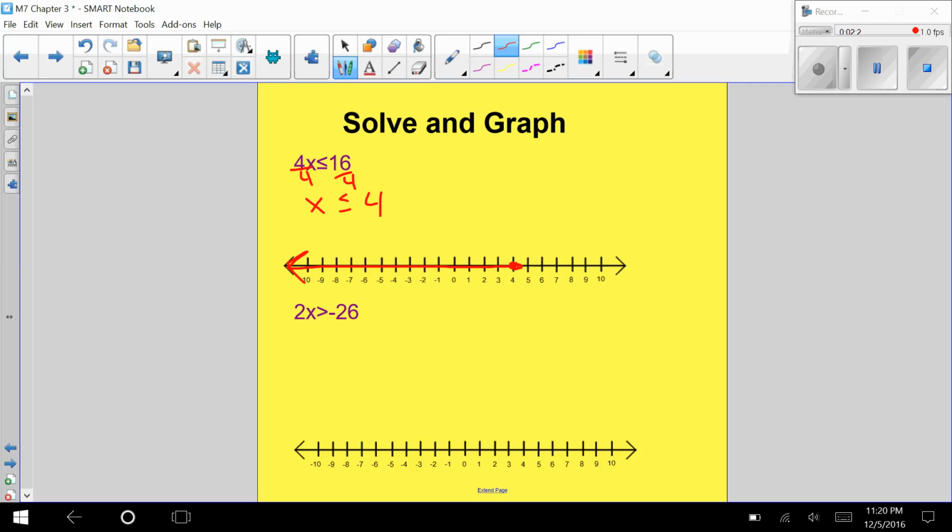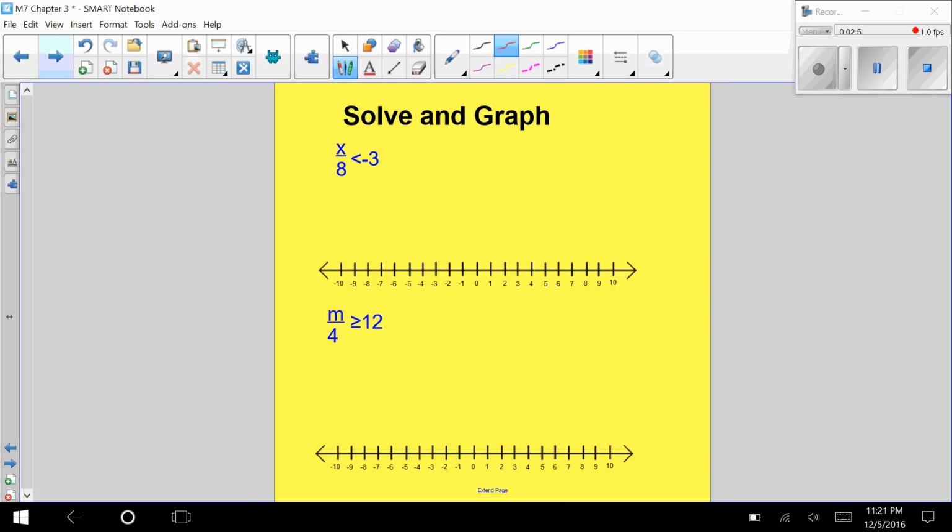For the second one, 2x is greater than negative 26. I'm going to divide both sides by 2. I get x is greater than negative 13. The inequality symbol stays the same because I divided by positive 2. So let's consider this negative 10 here in the middle. This will be negative 15 and negative 20 and negative 5 and 0 right here. So at negative 13, I make an open circle and my arrow goes to the right.